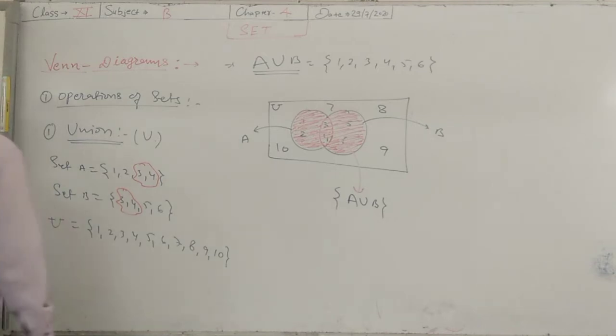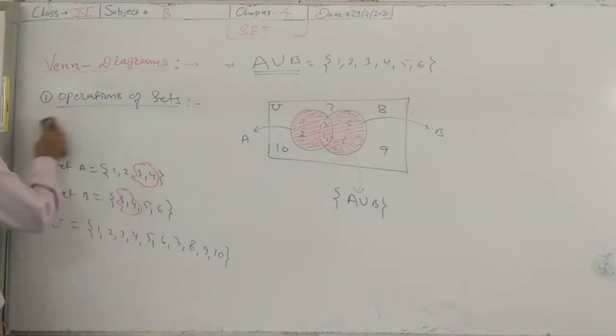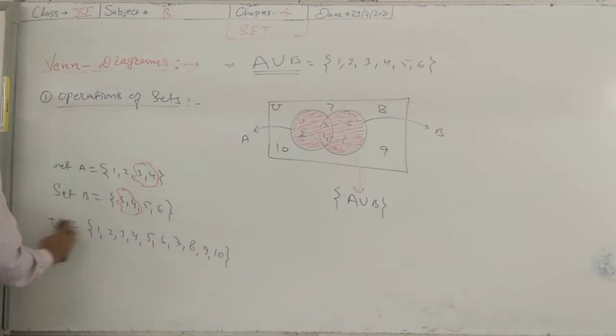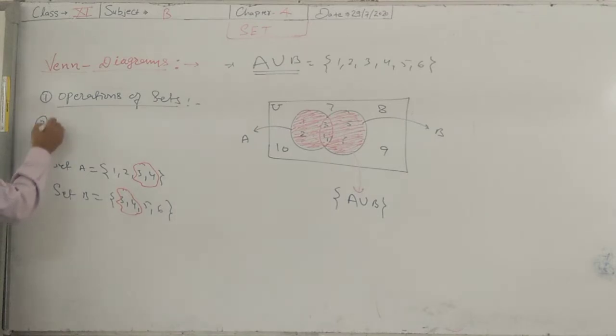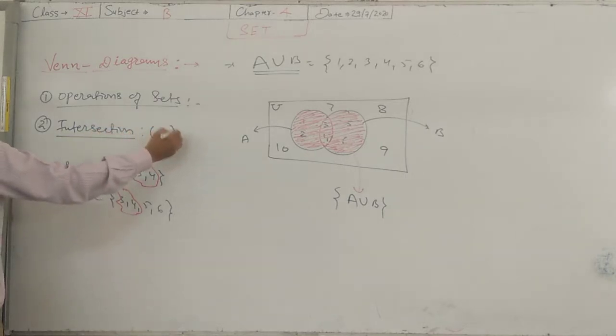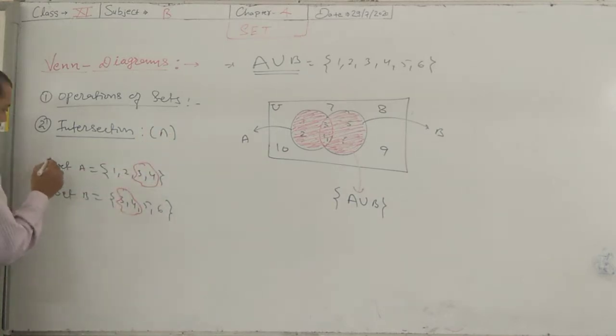Okay, next we go for the intersection. How do we find the intersection of the given sets? How do we calculate the intersection? We take the same example. The second operation: first is the union, second is the intersection. Intersection is represented by the opposite u; we can say a reverse u.